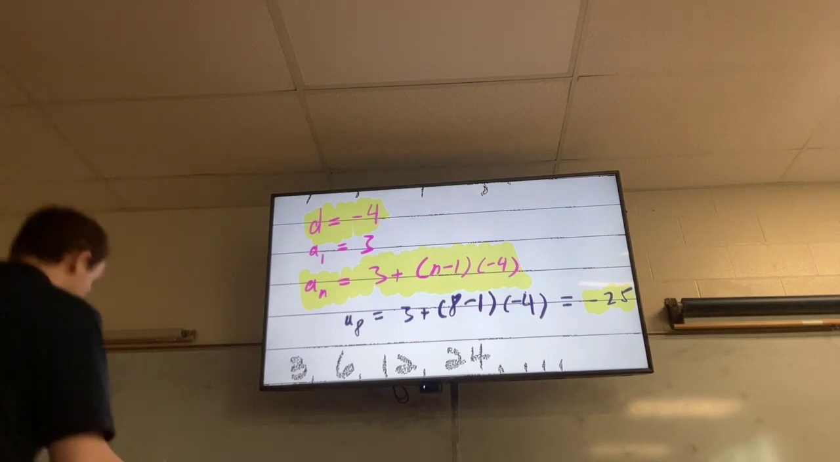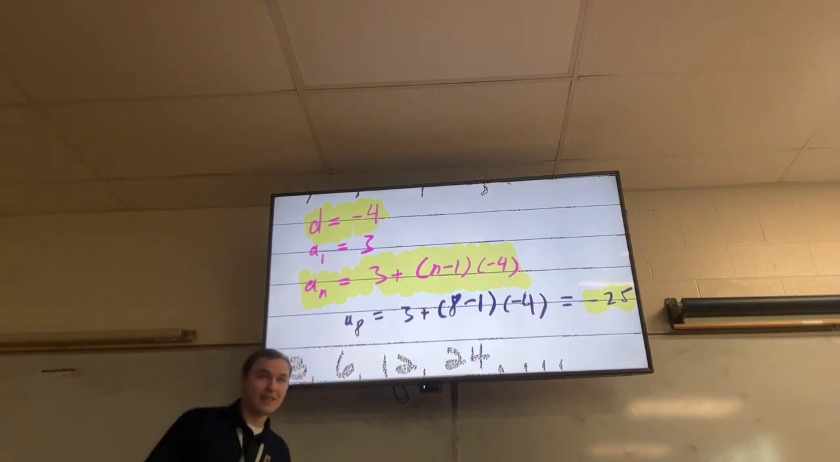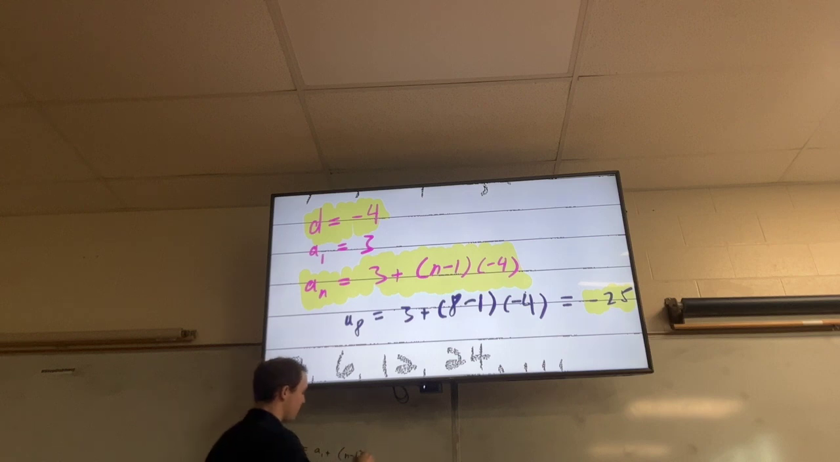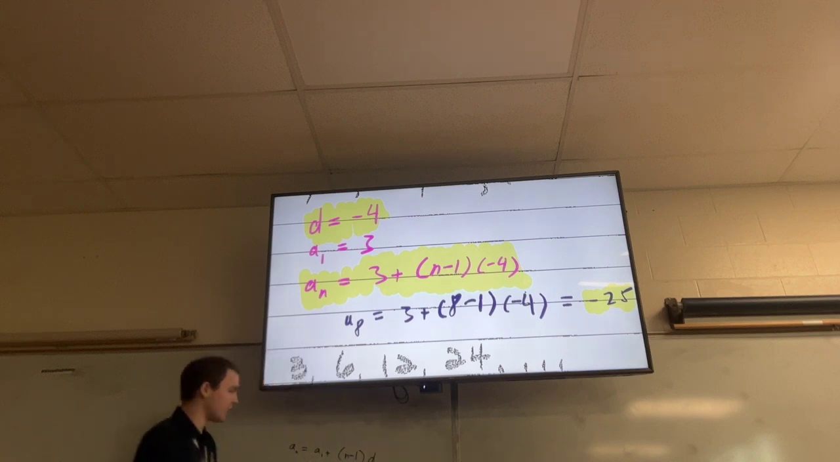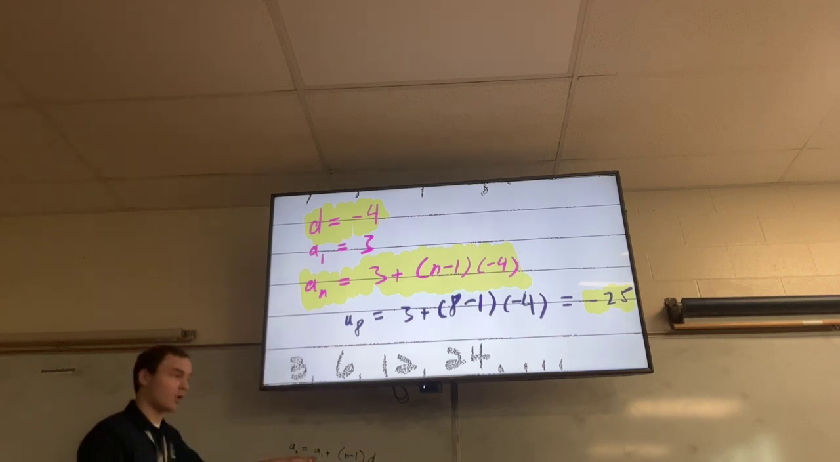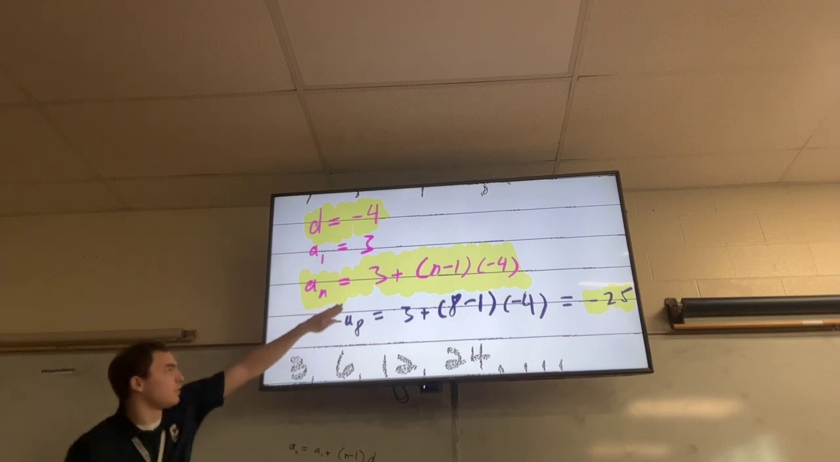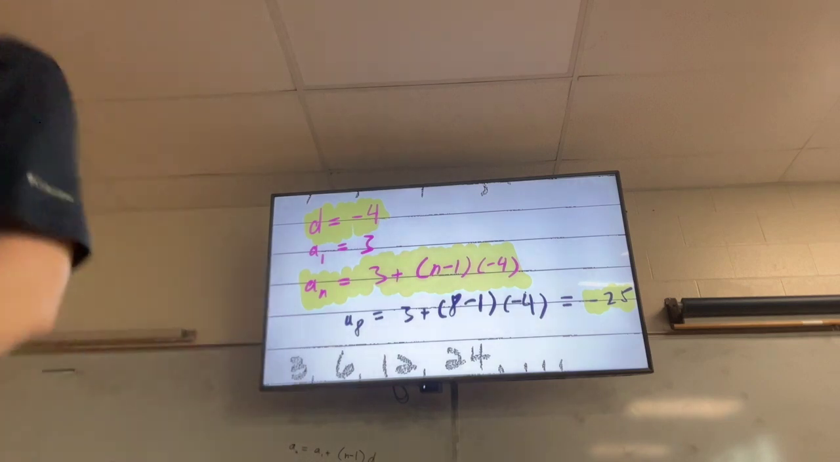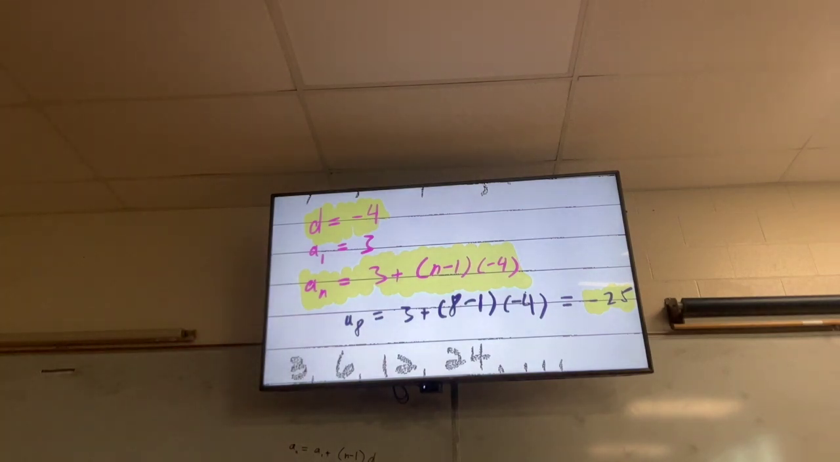any arithmetic sequence, the rule to get the nth term is a sub n equals a sub 1, the first term, plus n minus 1 times d. So what I did here is I just found the first term, a sub 1, and I found my d, and I just plugged them in. Okay, are we okay? Want to make sure we're understanding that.